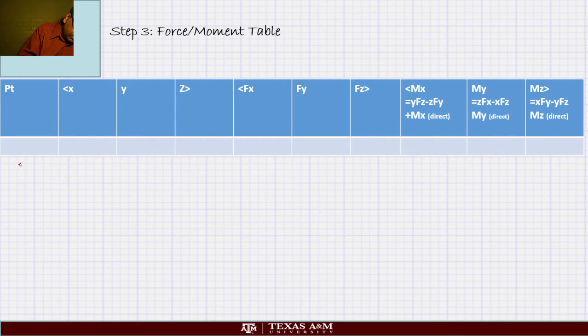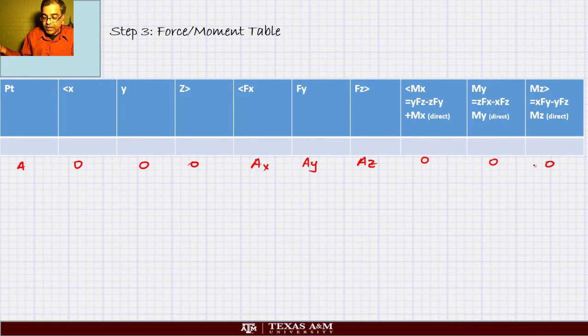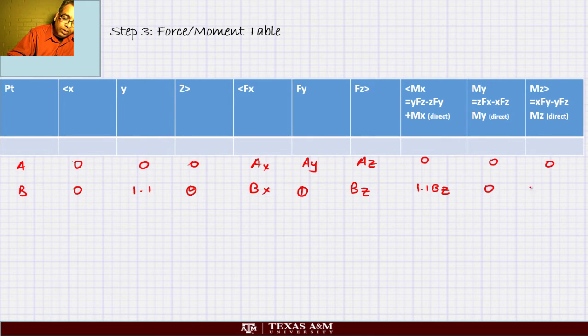Here it is. So I'm going to write this down. Point A, 0, 0, 0. I want to make sure that all the numbers are right. So this is AX, AY, AZ, and 0, 0, 0 for the moments. No concentrated moments. There is no problem. B, 0, 1.1, 0, with force BX, 0, BZ. So you will get 1.1 BZ, 0, minus 1.1 BX. Moment in the x direction is YFZ minus ZFY, you know what to do, right? And then C, 0, 1.2, minus 0.2, then force F, 0, 0. So it will give me 0, minus 0.2 F, minus 1.2 F.